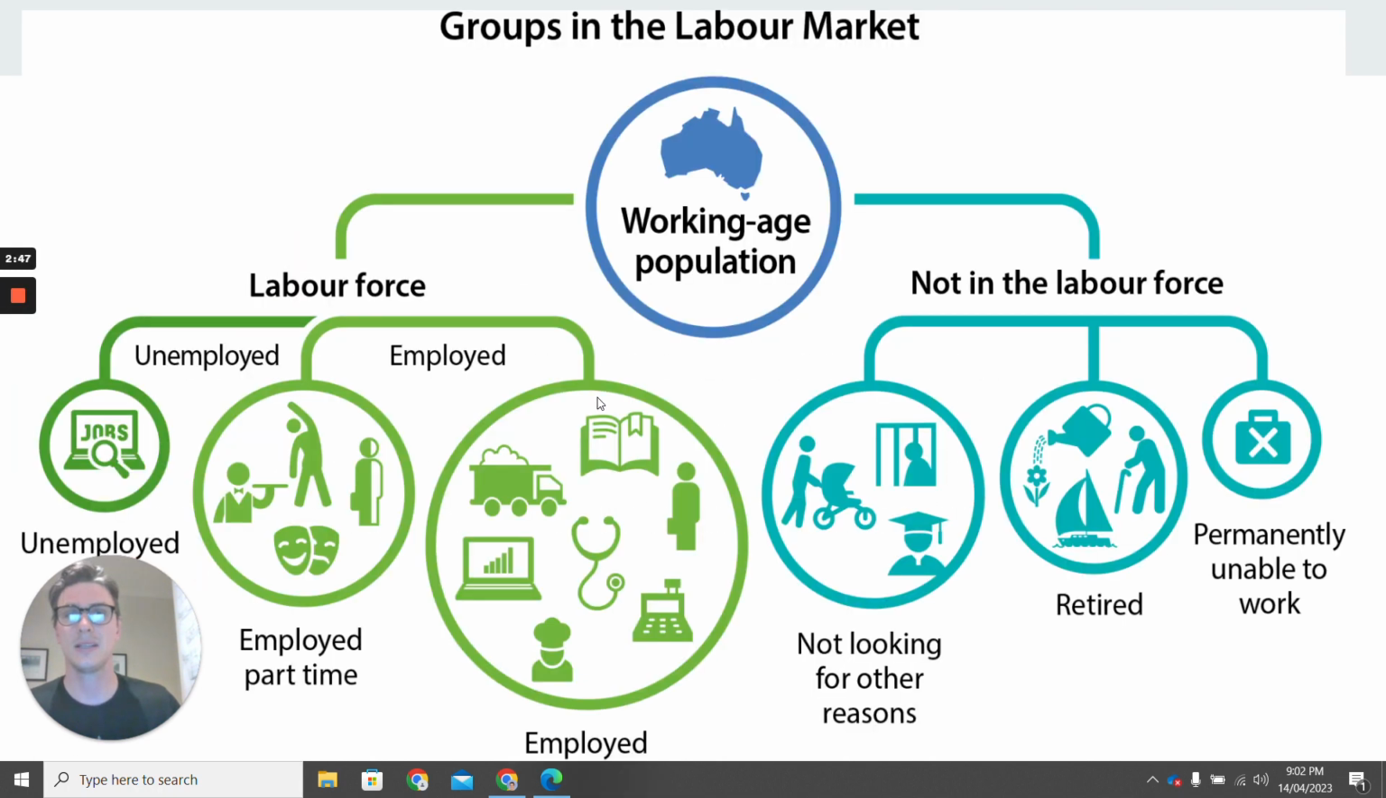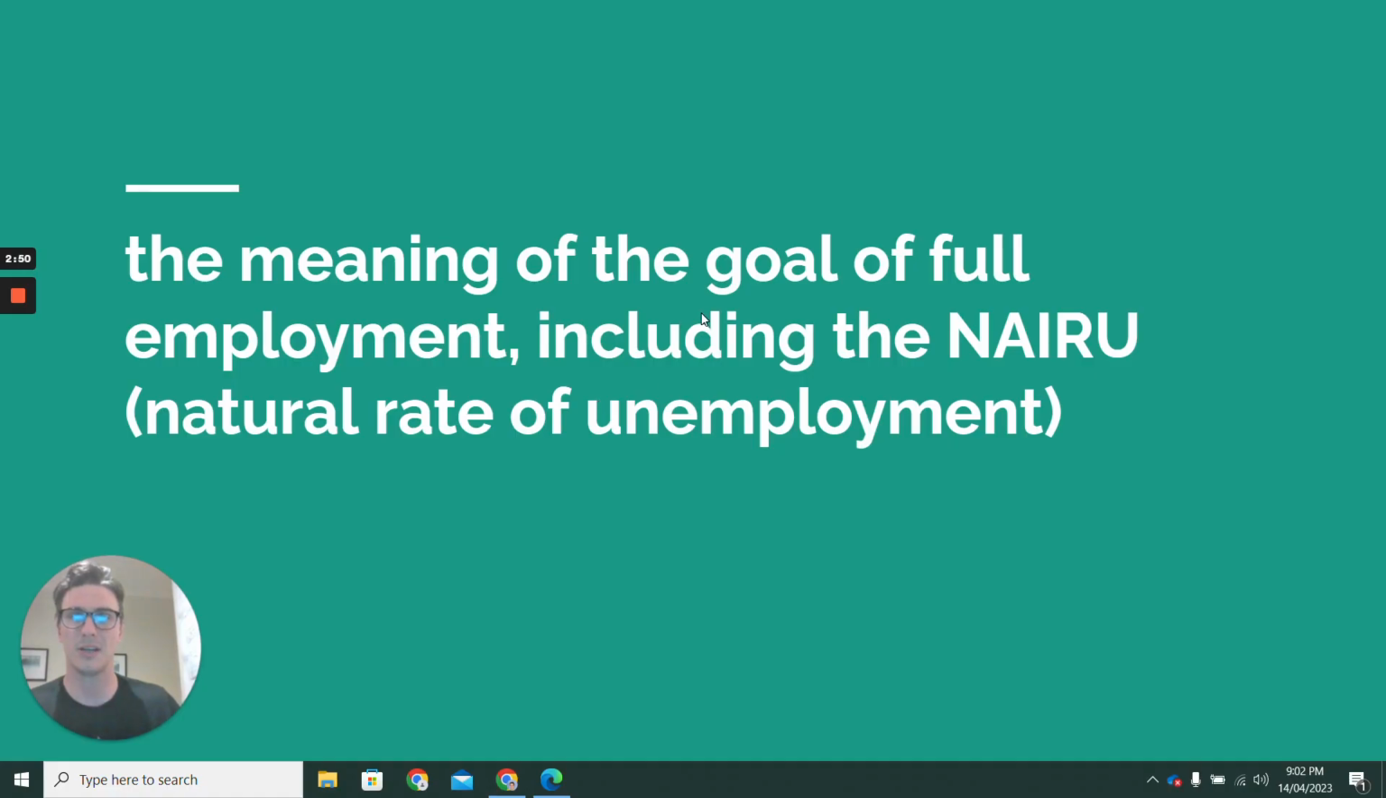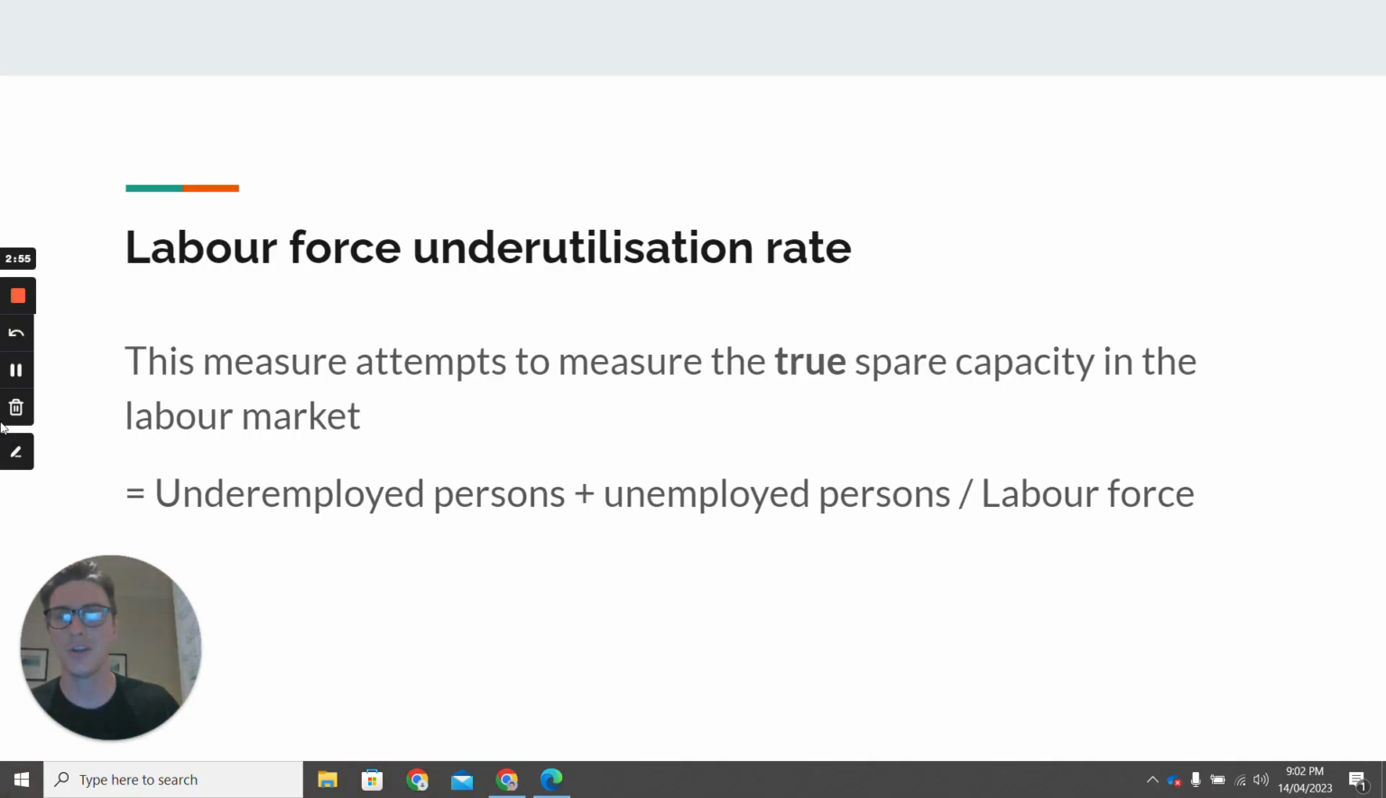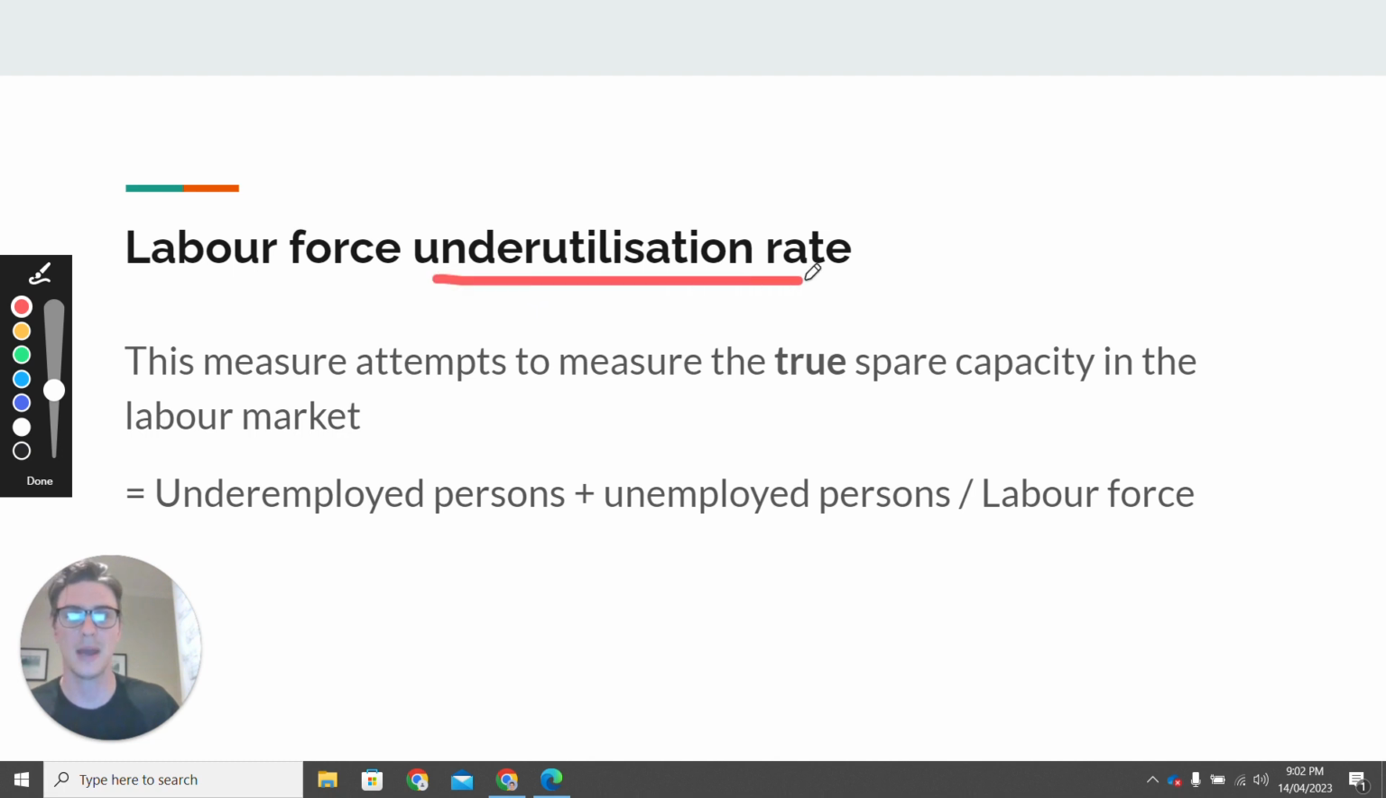The final one we need to think about is the underutilization rate. This is a much better measure of the true spare capacity in the labour market. The ABS is trying to work out what's going on in the labour market. Is there wasted labour? Are resources sitting around not being used that could be working more hours? How close to capacity are we? How long until we are likely to see inflationary pressures? So how do we get a better understanding of that? Well, we use the underutilization rate.